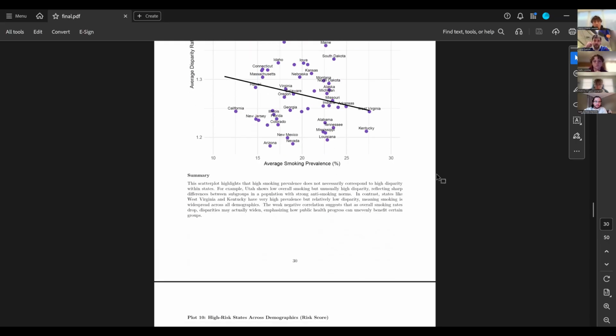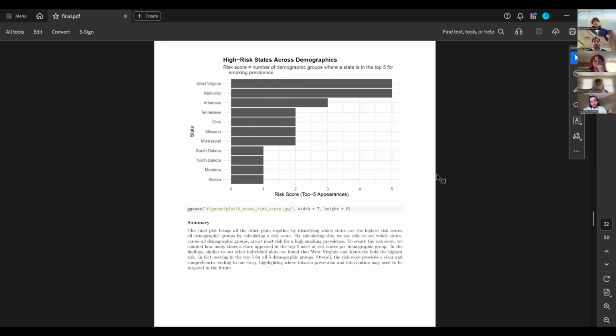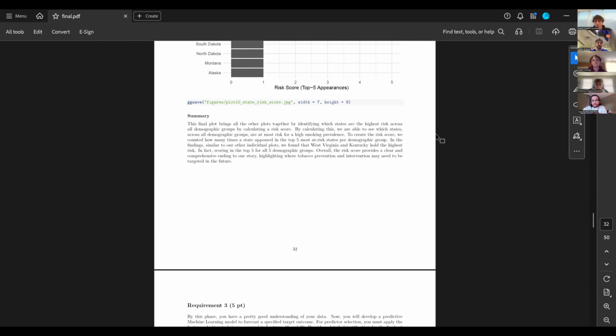So moving forward from here, we have a bar chart that wraps up what states have the highest prevalence. What we did is we created a risk score. So we looked at the top five most prevalent states within each demographic group and gave each state a score of 1 if they fell into it. So if you can see at the top that West Virginia and Kentucky both have 5, meaning that across all demographic groups they scored in the top, which is pretty crazy. So it shows that these states have more of a risk within that. And that sums up all of our plots. I'll pass it off to Hallie.